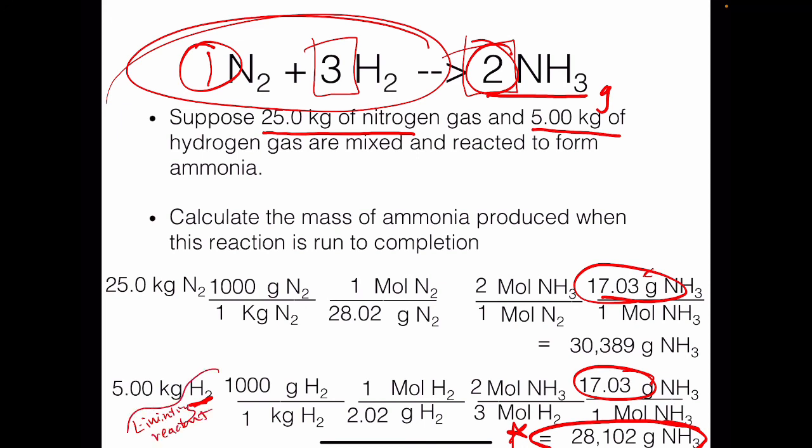Just make sure that you are answering both questions if they're both there. How much is produced, and identify the limiting reactant. So the amount produced is 28,102 grams of ammonia. The limiting reactant in this specific case is hydrogen.